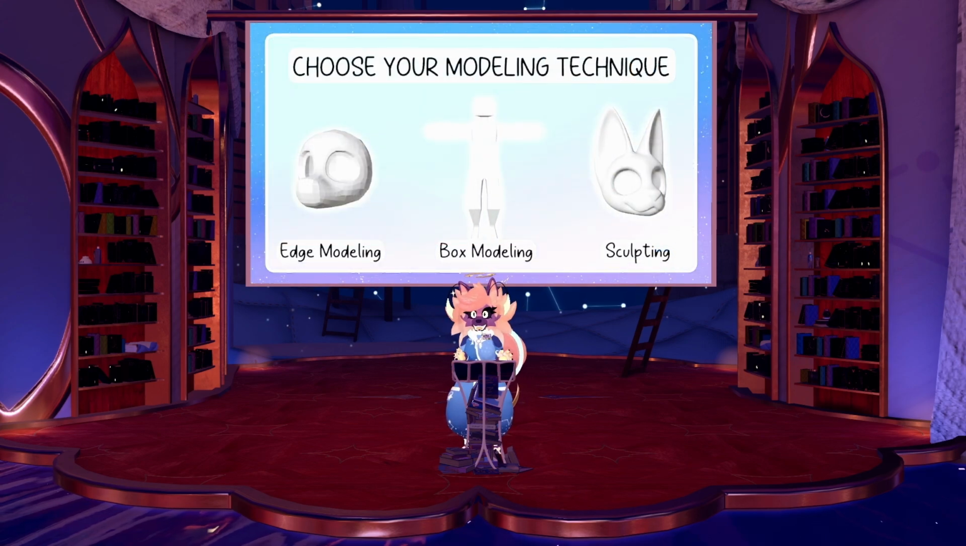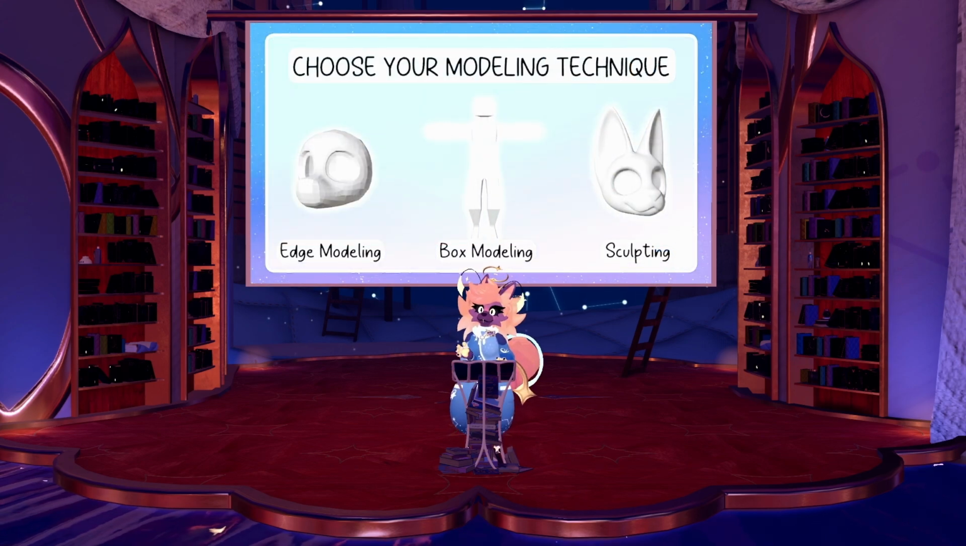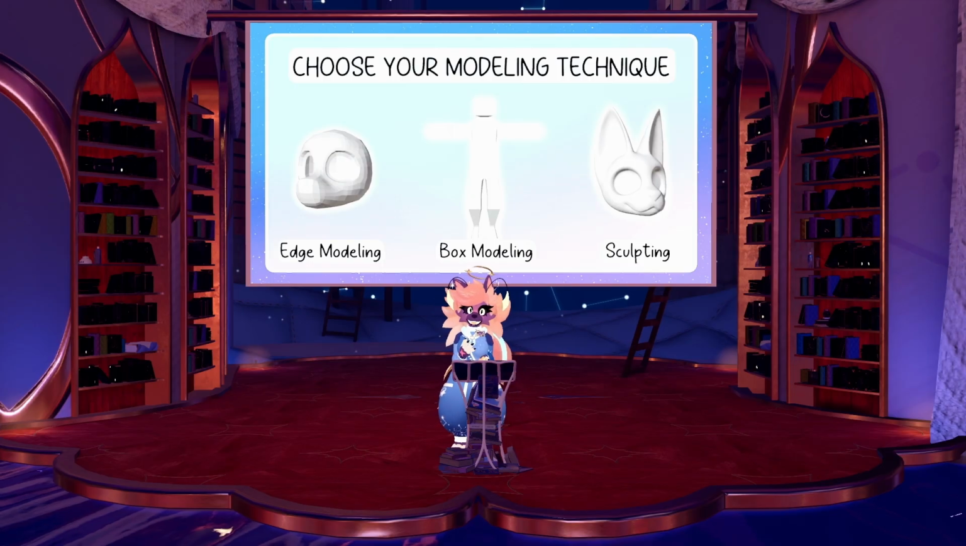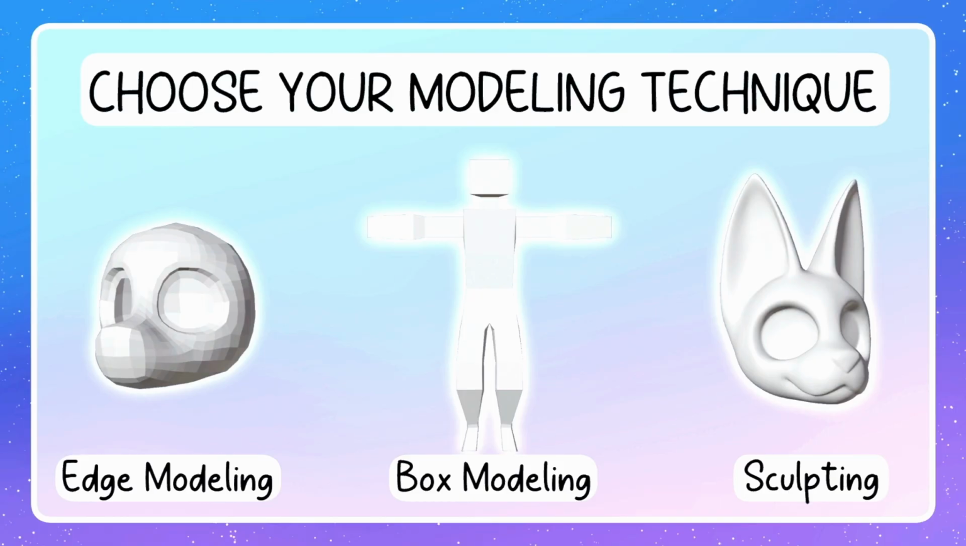Right now, you're going to have to choose your modeling technique. There are 3 main ones to choose from that I'll be covering today. These are edge modeling, box modeling, and sculpting. They each have their pros and cons, but ultimately it's up to what you like most.